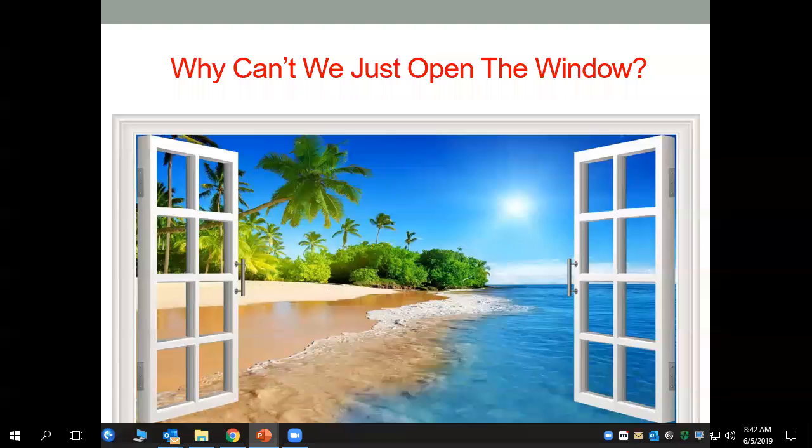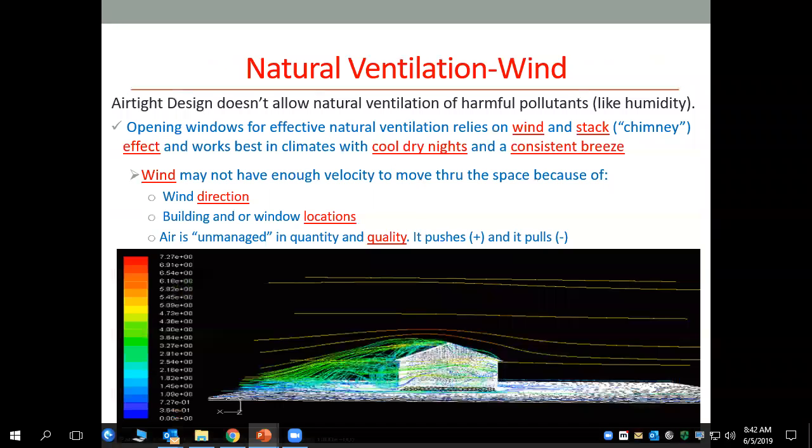All right, why can't we just open the window? Isn't that a beautiful view? Nice beach, palm trees, window open, nice breeze. Problem is that airtight design doesn't allow for natural ventilation of harmful pollutants within the space, like humidity. Humidity is a pollutant. Opening the windows for effective natural ventilation relies on wind and stack effect. It works best in climates with cool, dry nights and consistent breeze.